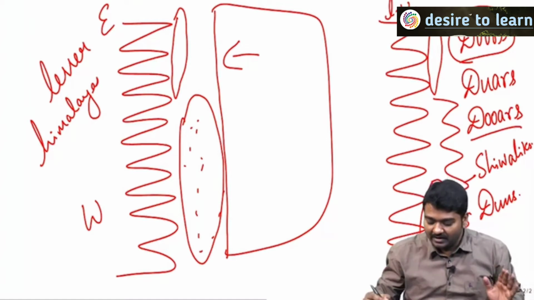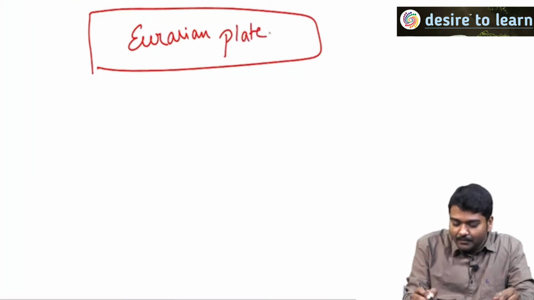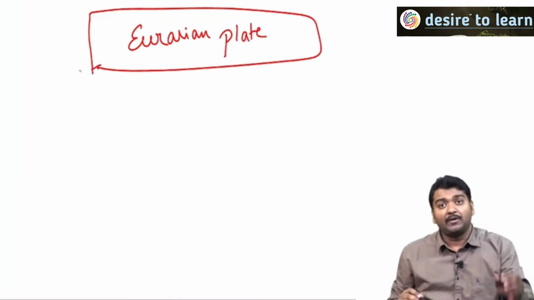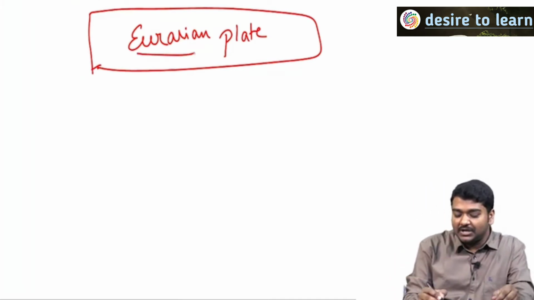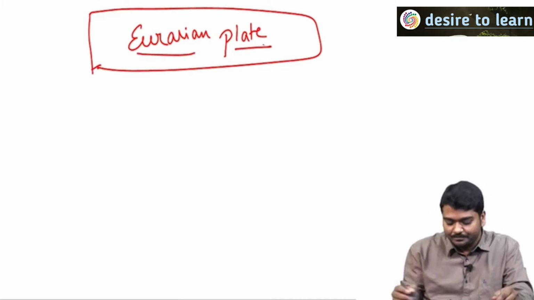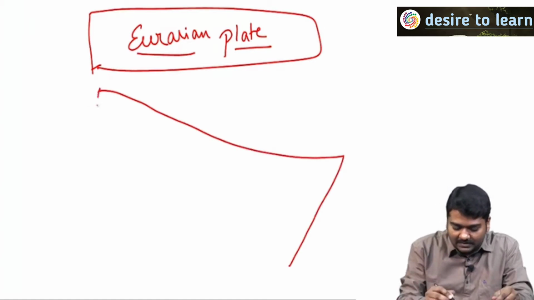So what did we see? I'll just explain clearly, right? So you had the Eurasian plate. Please listen carefully, else it will be very difficult for you to understand the concepts later. First, you have the Eurasian plate. The Indo-Australian plate was like this.